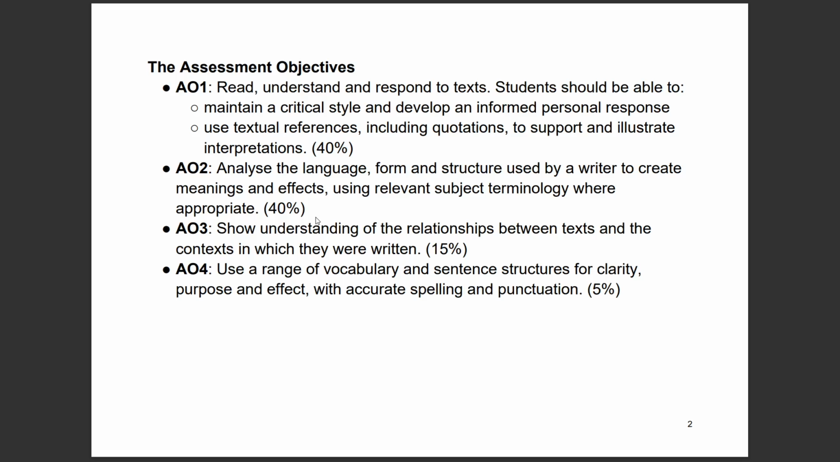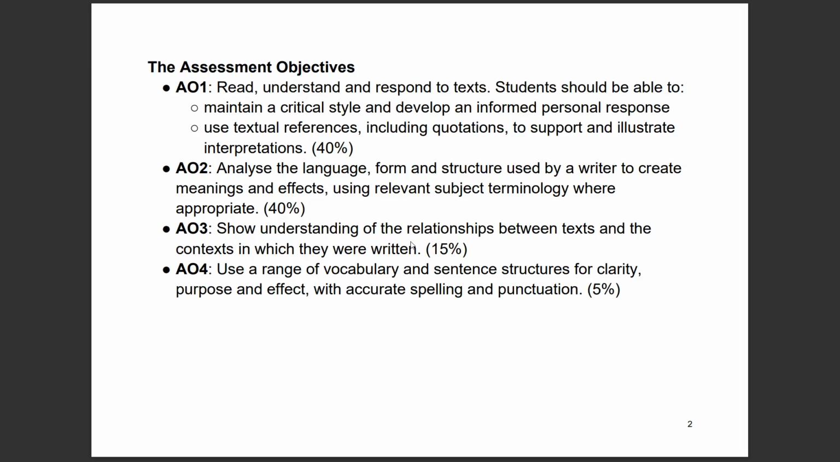So that's also 40%. AO3, show understanding of the relationships between texts and the context in which they were written. So that's a long roundabout way of basically saying context, okay? So the context of a text is everything that's not in the text itself. So it's everything surrounding the text. It's the writer, it's the society in which they lived and wrote their text.